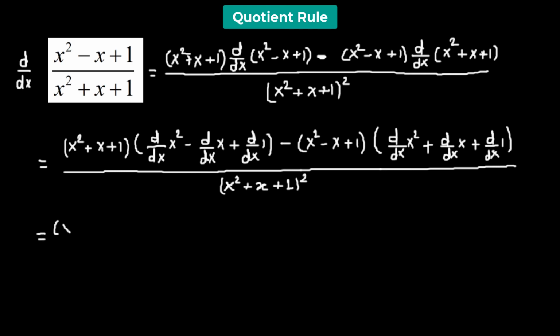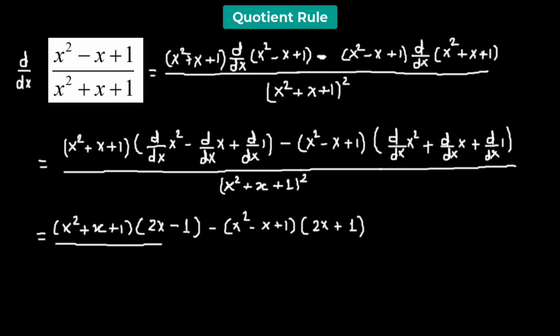So we have x squared plus x plus 1. Now the derivative of the x squared function will be 2x, minus the derivative of x will be 1, and the derivative of 1 being a constant will be 0, minus x squared minus x plus 1 multiplied by the derivative of x squared plus the derivative of x, whole divided by x squared plus x plus 1 whole squared, which will be equal to, now we're going to multiply 2x minus 1 by x squared plus x plus 1.